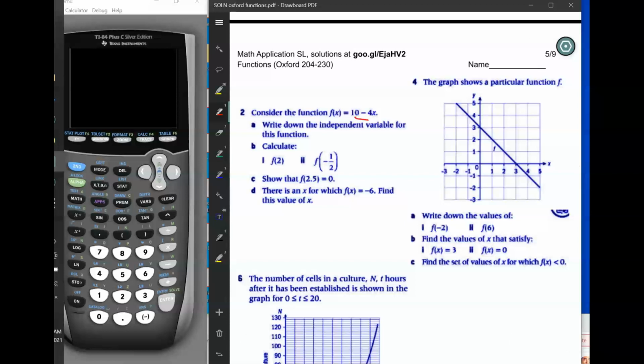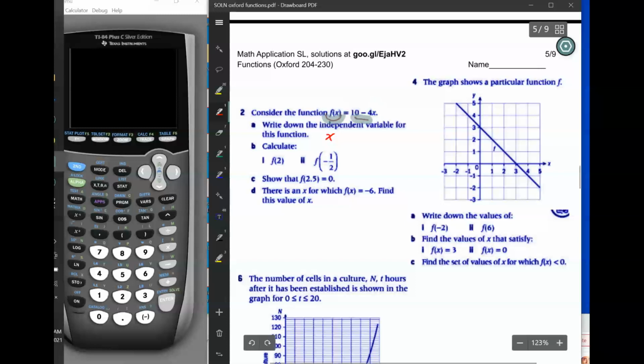Okay, so remember, there's two variables. There's the x and the y, and the x is the independent variable and the y is the dependent variable. In this case, it's obvious because the x is in the parentheses that the independent variable is simply called x, like it often is. And we can also see that it's here on the right side. Calculate f of 2.